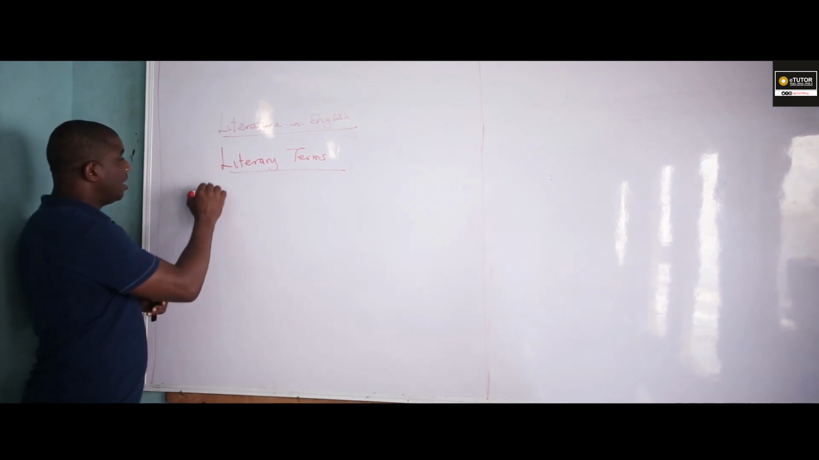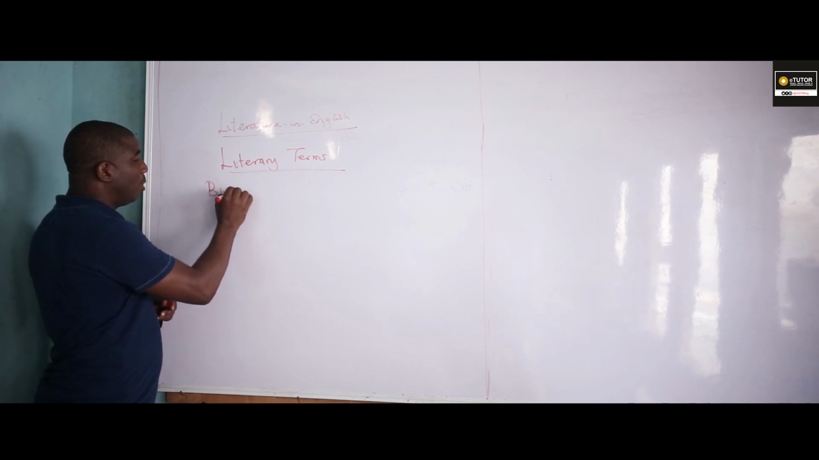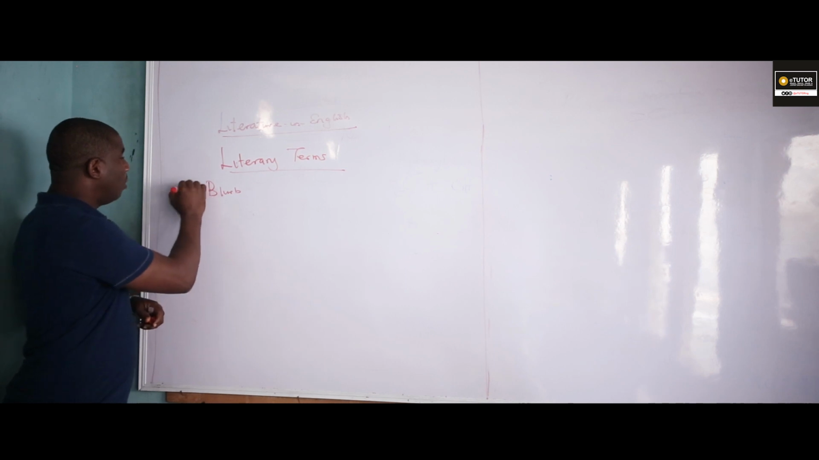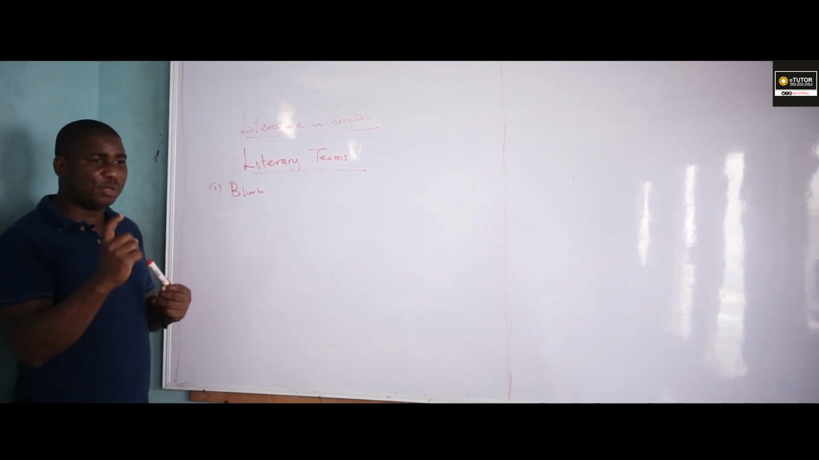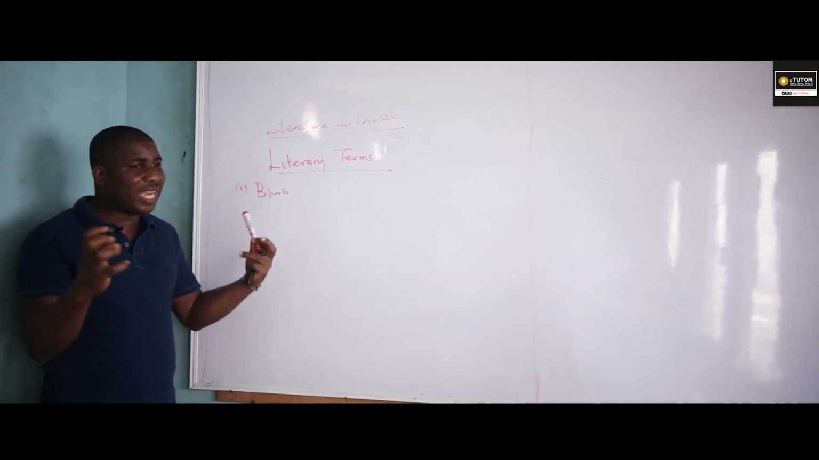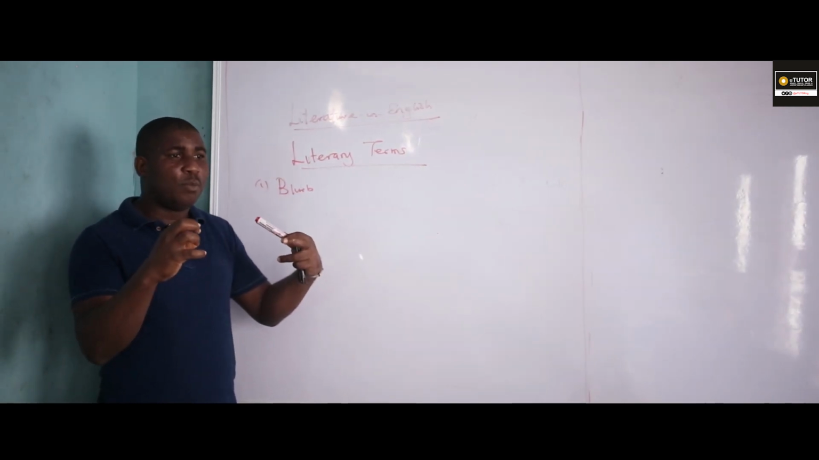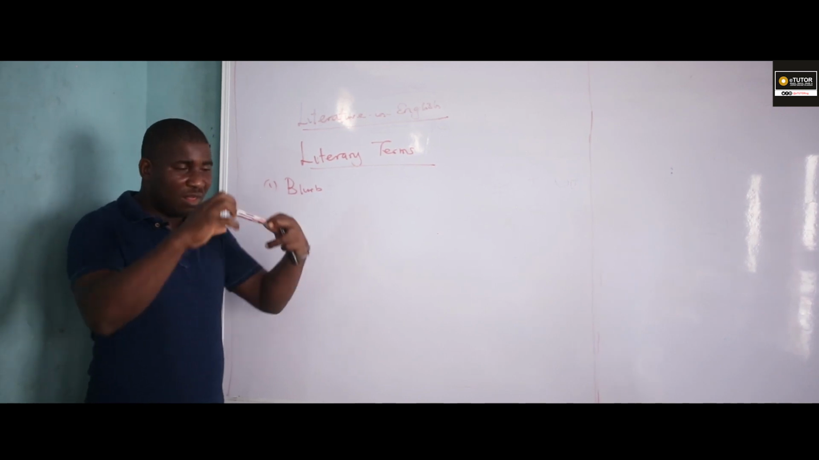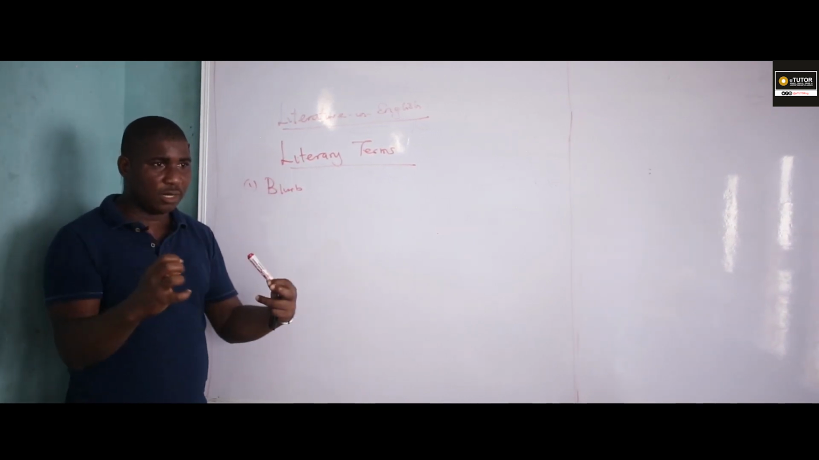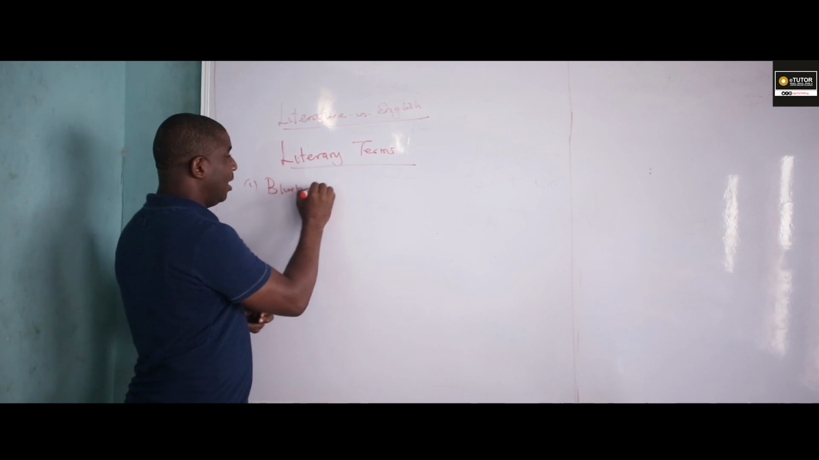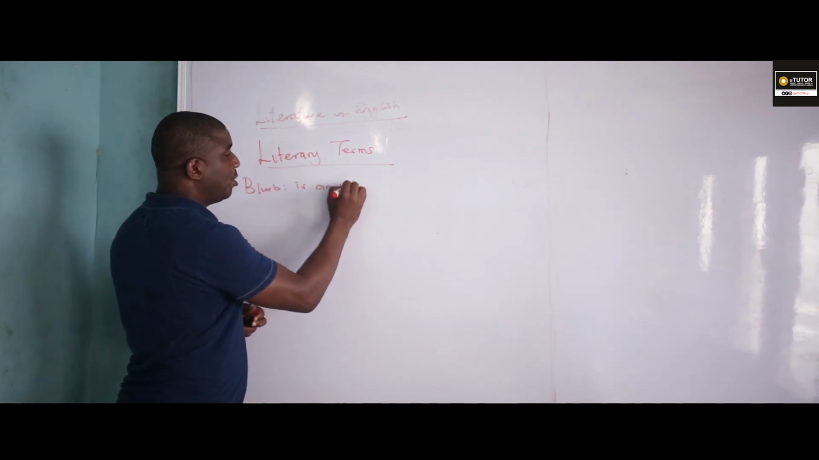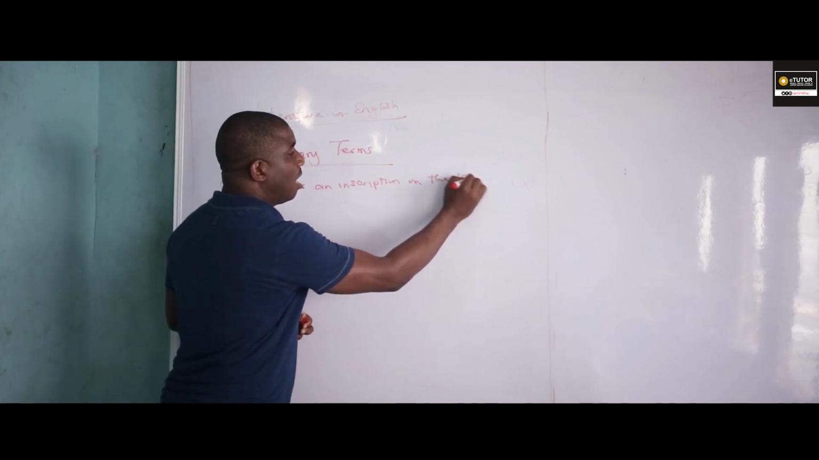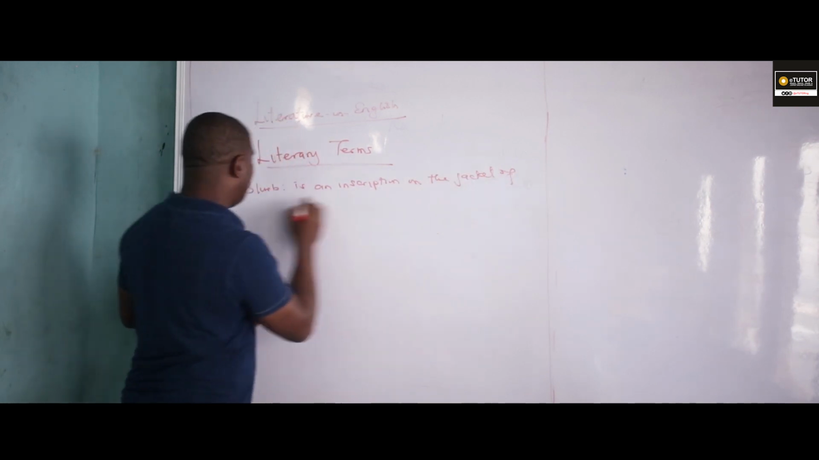The first one we shall treat is known as blurb. I'm sure you've not heard this literary term before. Blurb is an inscription on the jacket of a book. Blurb is a promotional word about the author or the book. So blurb is an inscription on the jacket of a book.